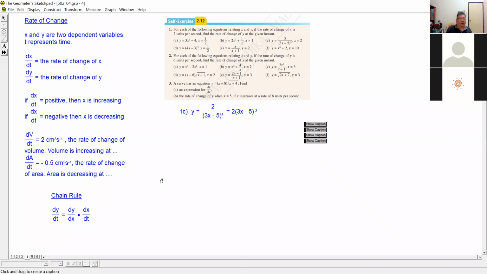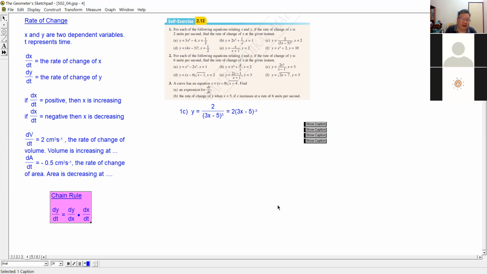Another thing that you need to make use of when you solve the problem is the chain rule. Do you still remember the chain rule? Chain rule is dy/dt equals dy/dx times dx/dt. Can you see the y and the t here? Can you see that the dx and dx cancel off? When you cancel off the dx and dx, what do you get? dy/dt.